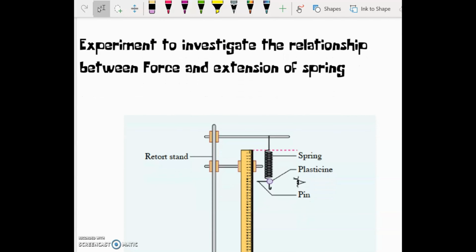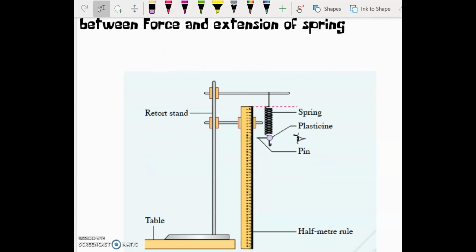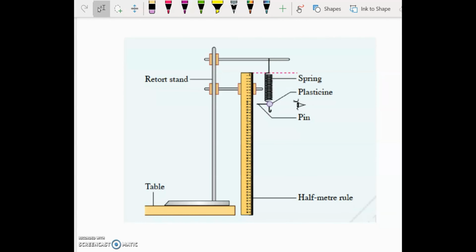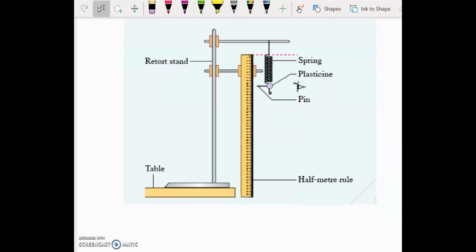Okay, so now we're going to take a look at an experiment to investigate the relationship between force and extension of spring. So this is the experimental setup. Here you can see we have a spring, a pin, a plasticine, half-meter ruler, table, and retort stand. Without the load, okay, so here the load is plasticine, we will get the original length of the spring, which we label as L naught.